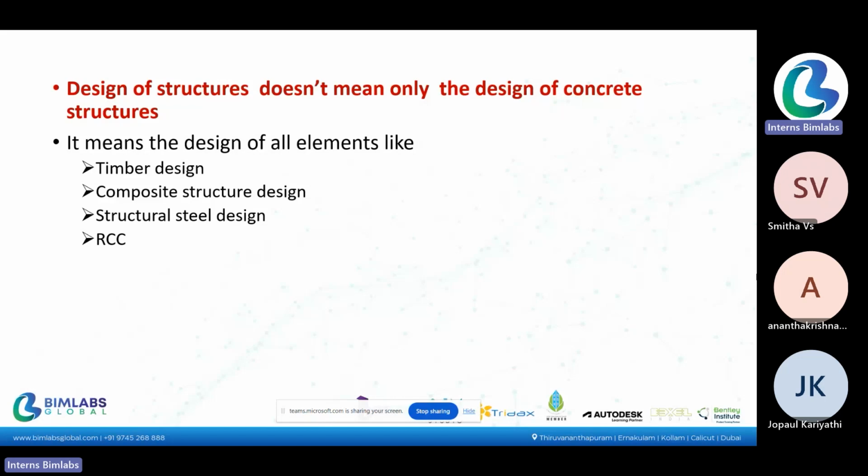RCC, as I mentioned earlier, is the design of concrete structures. We all know design of column, design of beam, and so on. In RCC, steel reinforcement and everything is applied. I hope you understand this much.